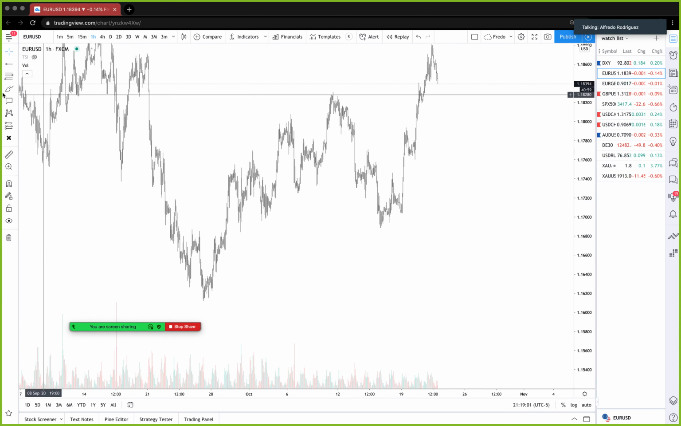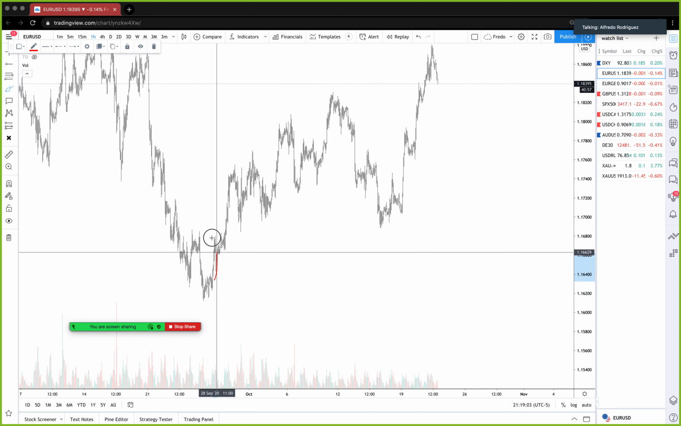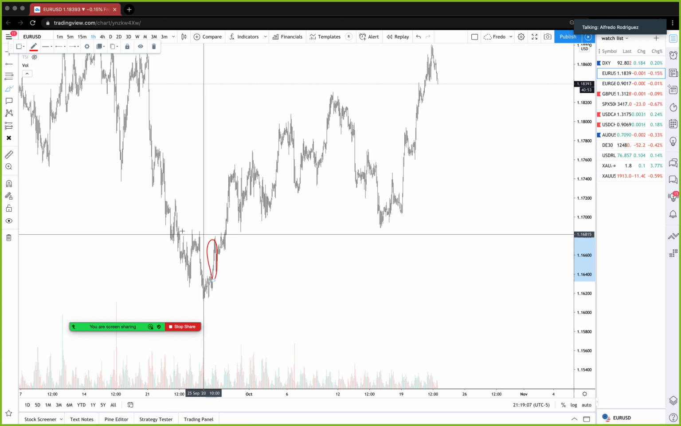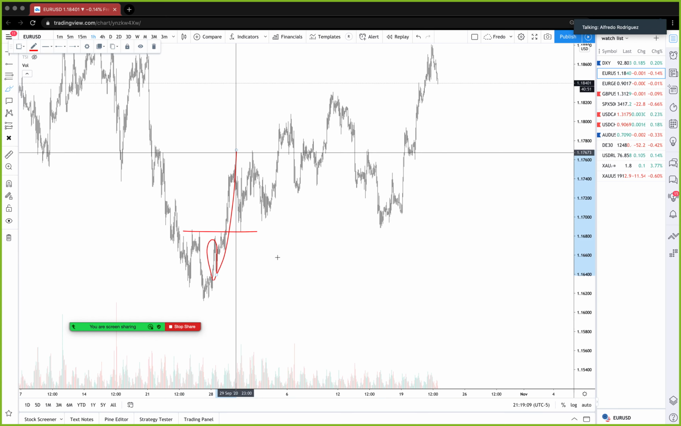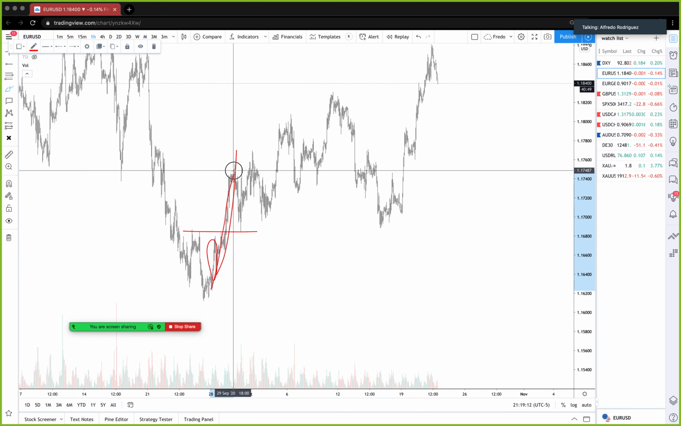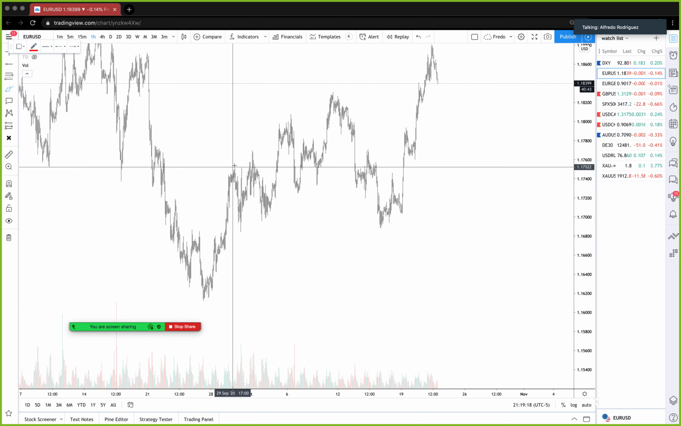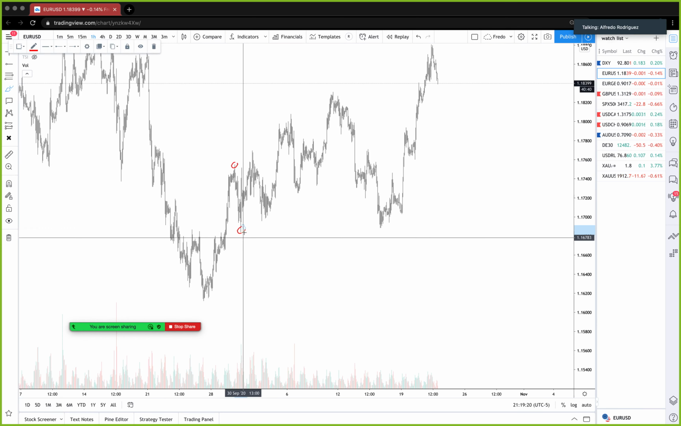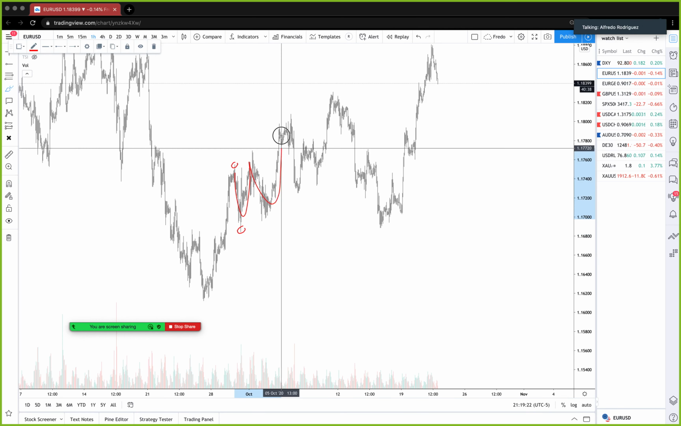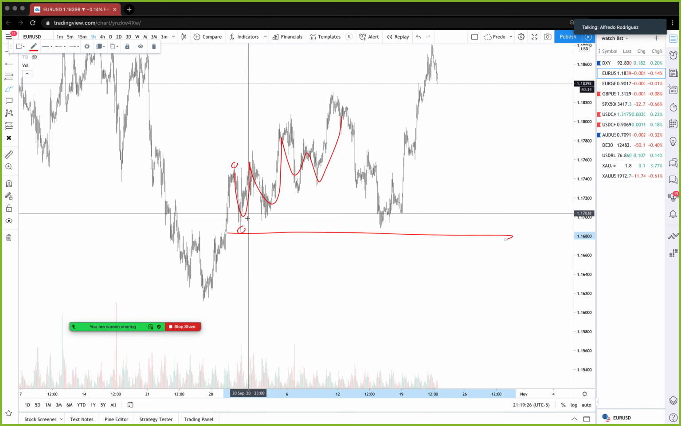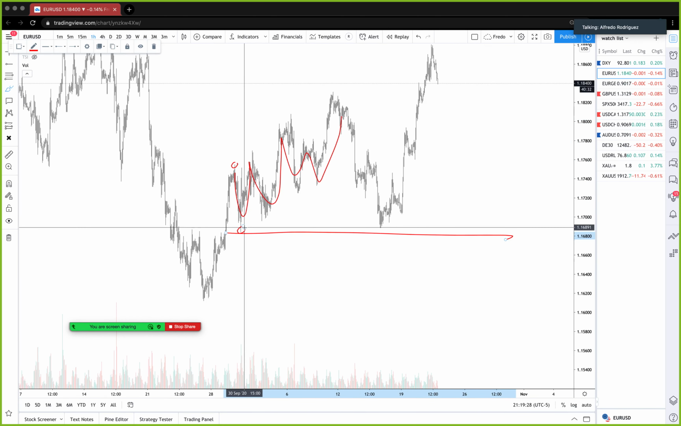So here, this is the shift of momentum that we talked about back at the end of last month. And then we had the break of structure, meaning this is the first impulsive move to the upside, essentially the beginning of this flag. So the flag doesn't necessarily start until here. This is where your flag starts. So to me, that invalidation point is here.